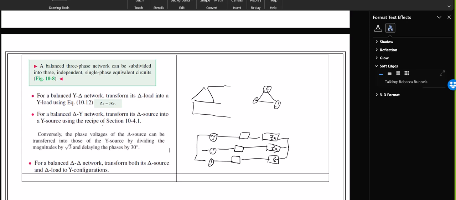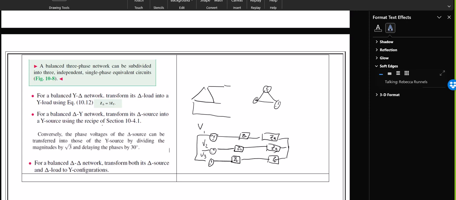And so you'd have a line impedance, and he's only going to give you something that's balanced. So these are all going to have the same magnitudes, but they'll have different angles. So you'll have a line impedance, and then you'll have your load, and your loads will all be the same. And you'll have your voltages, V1, V2, V3. And so you're going to want to transform it to Y source and Y load. And you do that using those formulas on the page before.